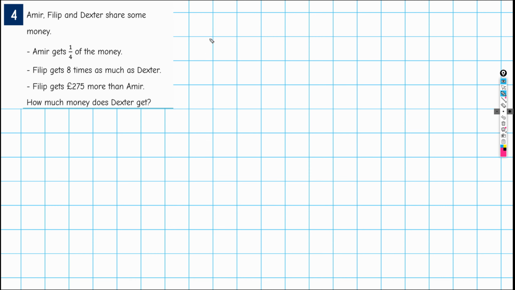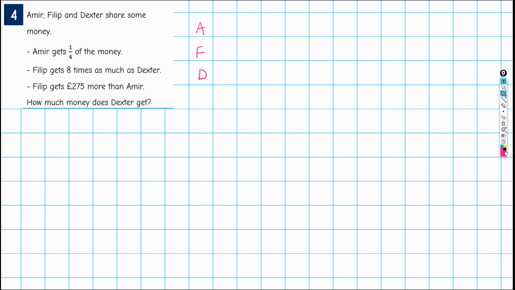One thing I really like about White Rose Maths's problems is they are very kind, always with the names and things like that. It's very irritating when someone gives you a problem and everyone's name starts with the same letter. I think it's mean. All right. So Amir, Philip, and Dexter.